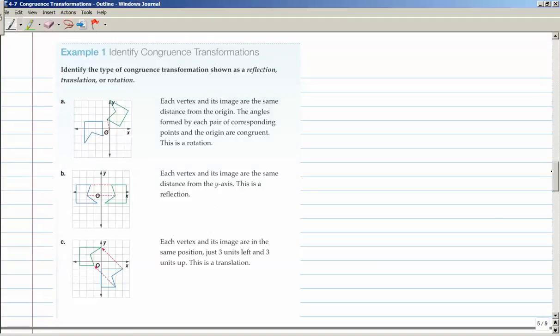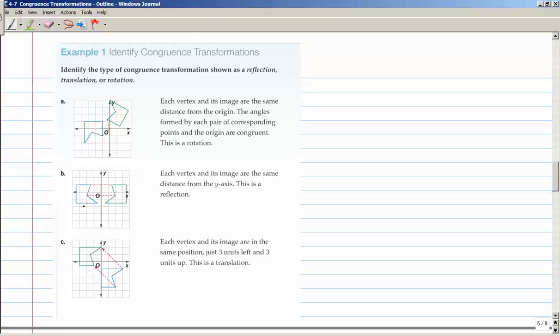Let's take a look at a couple examples from your textbook. Here it says, identify the type of congruence transformation shown as a reflection, a translation, or a rotation. So going from the blue shape to the green shape, and in fact they give you a little hint here because they're showing that the origin is probably the center of rotation. The blue shape is rotated in order to end up on top of the green shape. So that would be an example of a rotation.